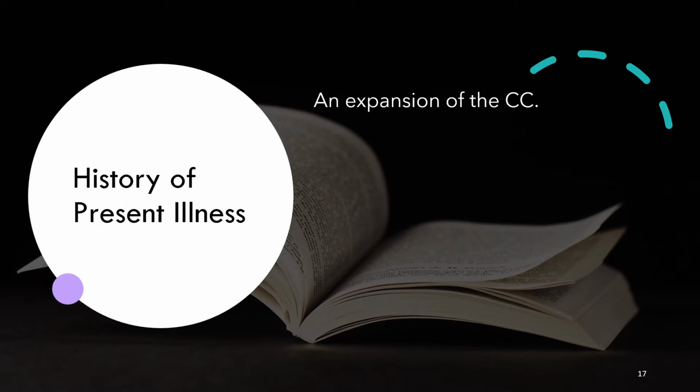The history of the present illness, or HPI, is an expansion of the chief complaint. It provides a chronological description of the patient's current illness. Obtaining a complete HPI requires the nurse to be able to elicit relevant information using successful interviewing skills. Often these skills are acquired through time and experience in the field. There are 8 key elements included in a complete history of the present illness.